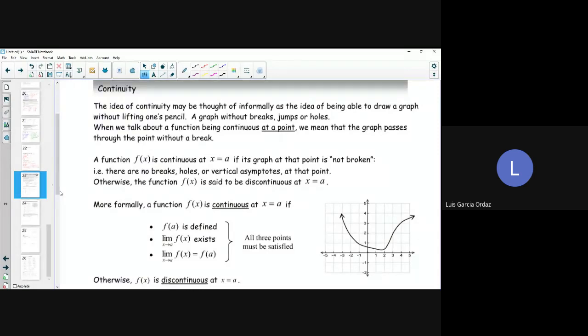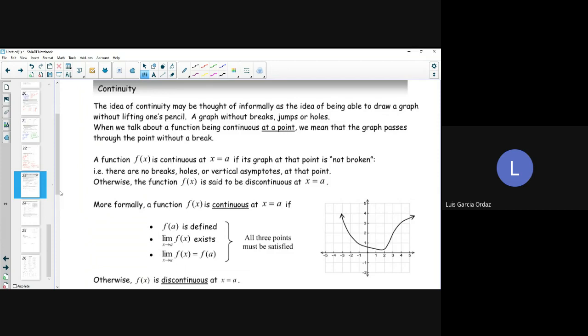Okay. So for example, if there's an open circle and then a solid point of a certain number, then it's not continuous. So again, no breaks, holes, or vertical asymptotes at that point. Otherwise, the function f of x is said to be discontinuous at x is equal to a if those conditions do happen to be there.